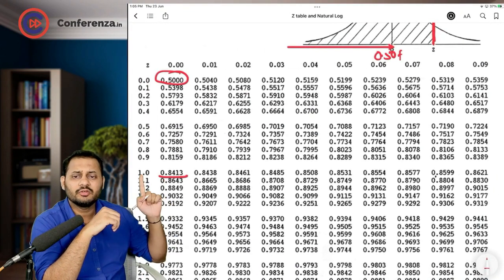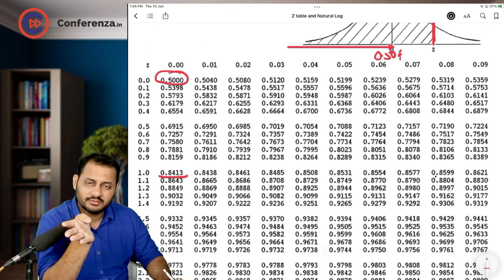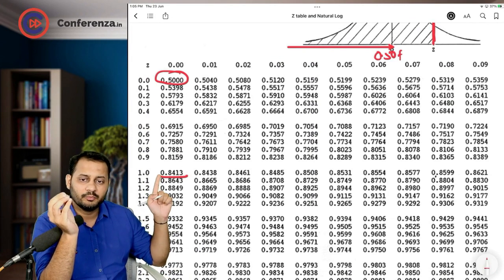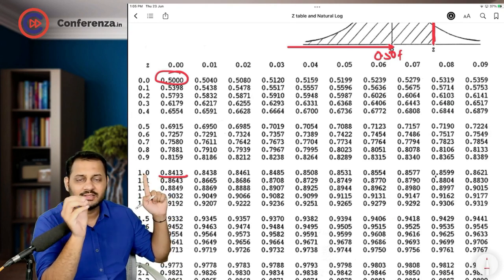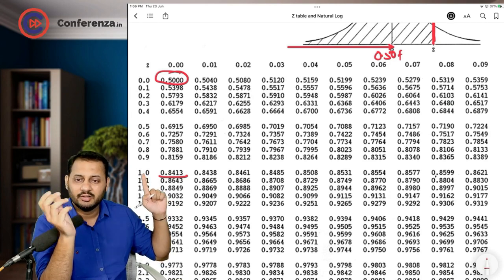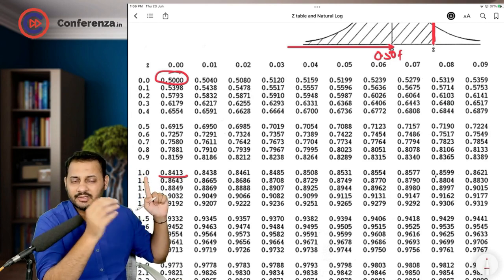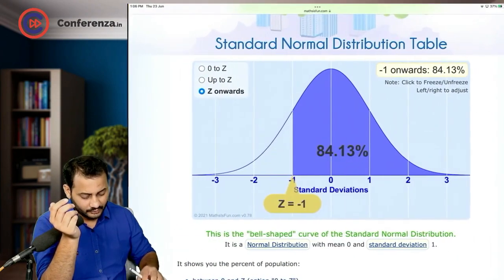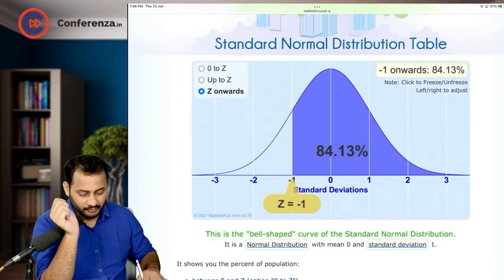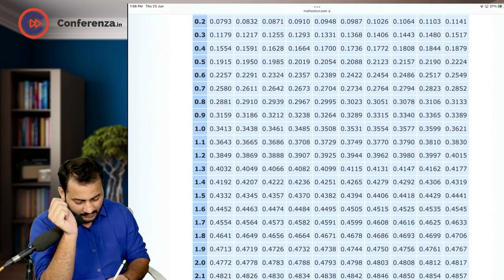8413. Sir, this is not minus 1. I just told you that the values of positive can also be applied to the negatives as well. It's just that you have to understand the concept of left and right side. If it is positive, it will represent the right side. If it is negative, it will represent the left side. Okay. So 84.13%.